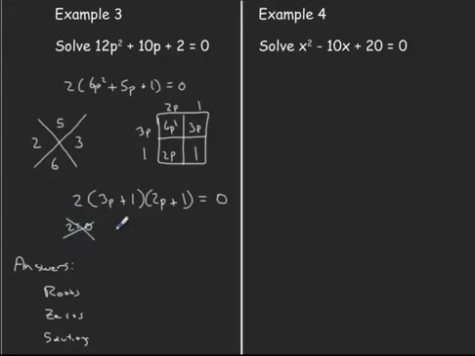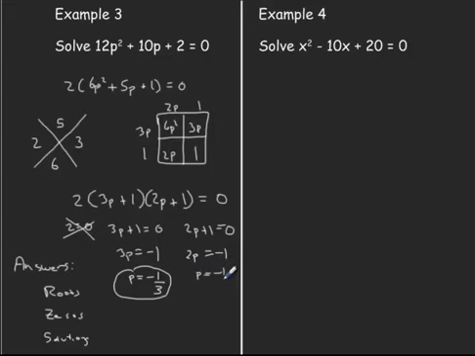That's just false. You set 3p plus 1 equal to 0. You subtract 1 from both sides. You divide by 3. And we get negative 1/3 as an answer. Our last one is we're going to set 2p plus 1 equal to 0. Subtract 1 from both sides. Divide by 2. And we get p equals negative 1/2. So two answers, negative 1/3 and negative 1/2.